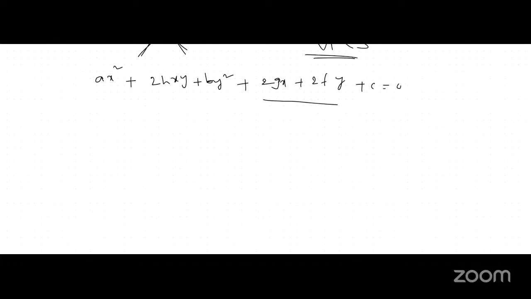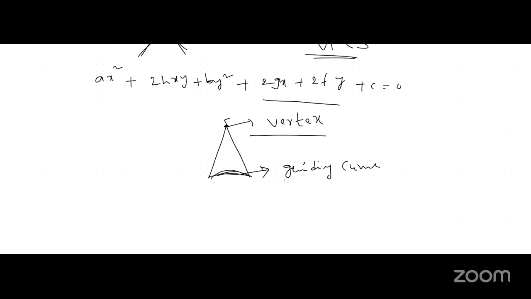So what is a cone? A cone is a set of lines passing through one fixed point and intersecting one curve. This curve is called the guiding curve, and this point is called the vertex point.